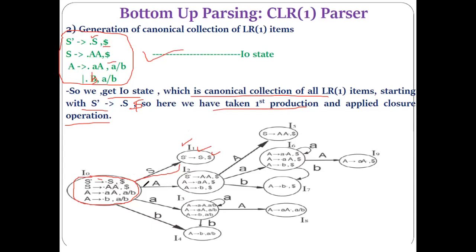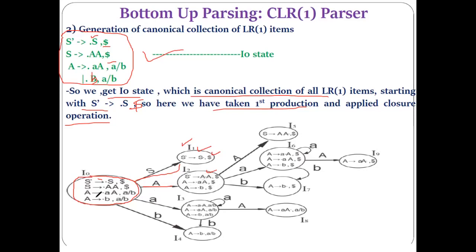So we'll apply the goto operation again here. So goto operation on non-terminal A, we'll get the I2 state, S derives A dot A, and carry the lookahead as it is. So here we have to apply the closure operation because dot is present on the left hand side of A. So we'll add the production related with the A: A derives dot A with the dollar as a lookahead, and A derives dot b with the dollar as a lookahead. Okay. So closure operation is finished.